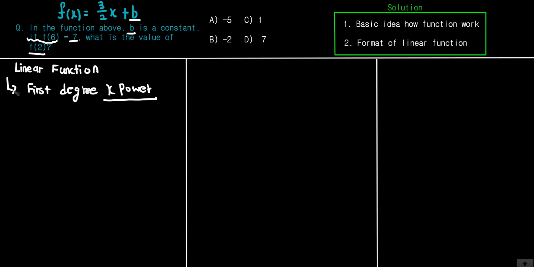So b is a constant, which means in the linear function it is going to be the y-intercept. The y-intercept means the x coordinate is 0 and the y coordinate exists. I'm going to talk about it later.